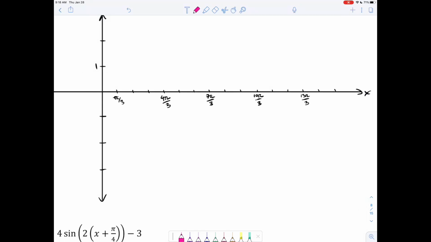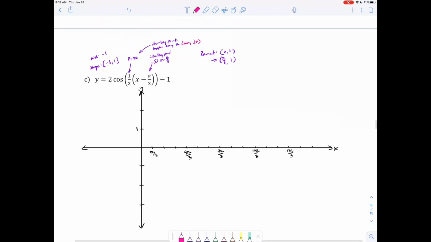Now I can start plotting things. I said this thing starts at the point pi over 3, 1. It's cosine, right? It starts at the top and then goes down and up. And then at my next key point, I should be at that middle area, which would be shifted 1 down. Let's note that for myself.